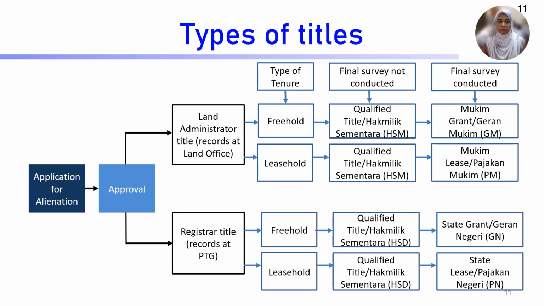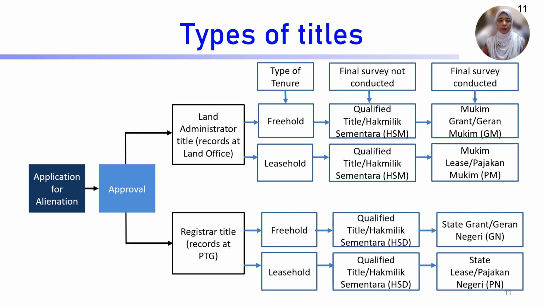So if the application for the alienation is approved, the state exco will decide whether the new land title is under land office or under PTG. Now remember, just now the distinction between PTG title and also land office title. PTG tu the categories are 3 kan. We have the town land, town or village land. We have any country land above 4 hectares, and also we have foreshore seabed, right?